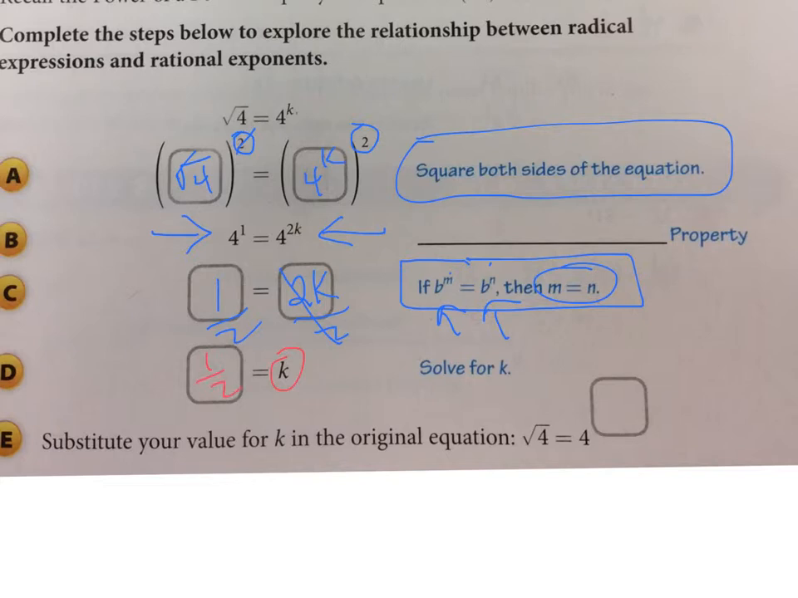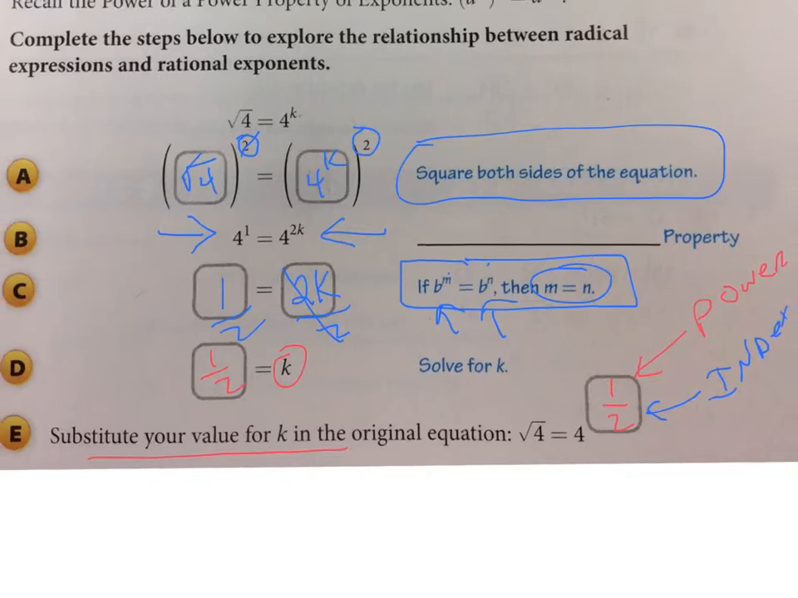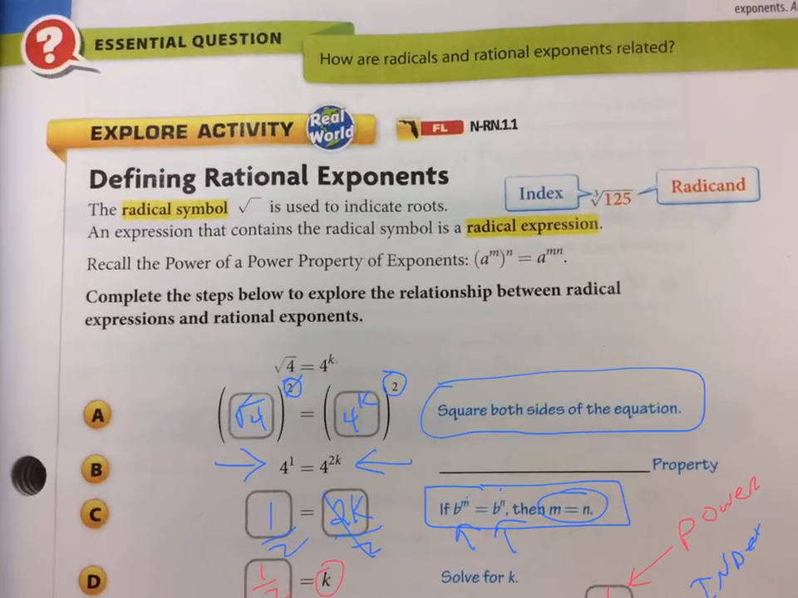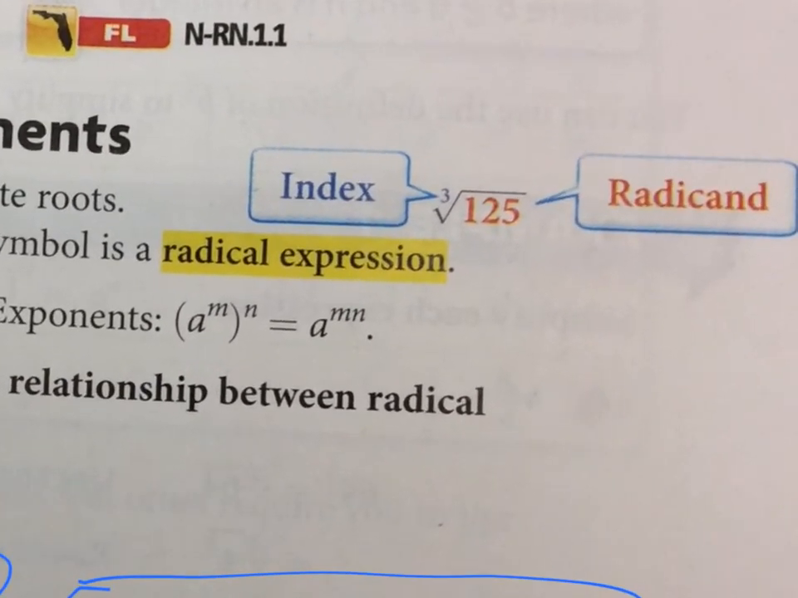Now, what does that mean? Substitute your value back in for k. So the square root of 4 equals 4 to the 1/2. One of the things I failed to tell you is that the 1 is the power, your exponent. The 2 in the denominator is actually your index. If you go back to the lesson above, notice this little portion that says this is the index. Notice where the index is. It's where the root is.